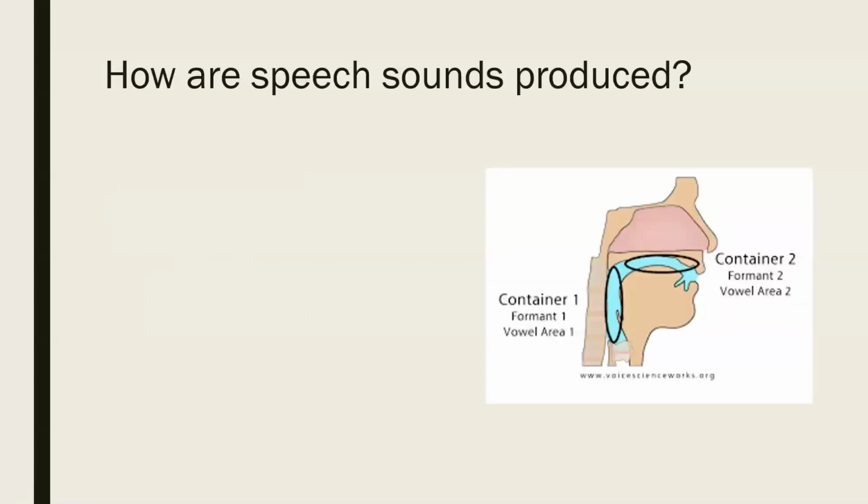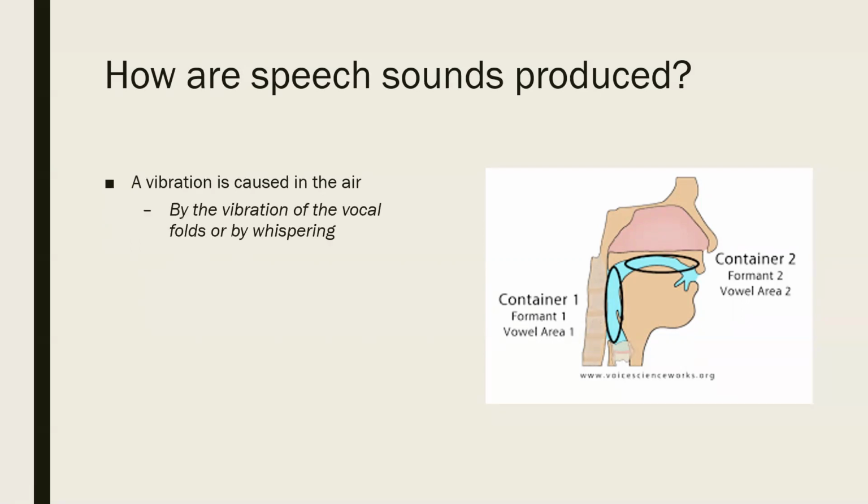So first of all, let's ask how speech sounds are produced. Some of this might be a review from LING 100 or LING 401 if you've taken that as well. The way our vocal tract produces a speech sound is first that a vibration is caused in the air. That's a description of how a sound in general is produced. When we're talking about the vocal tract, this vibration is caused by the vibration of our vocal folds in our trachea, or it could be caused by whispering, where we simply breathe through our vocal tract.